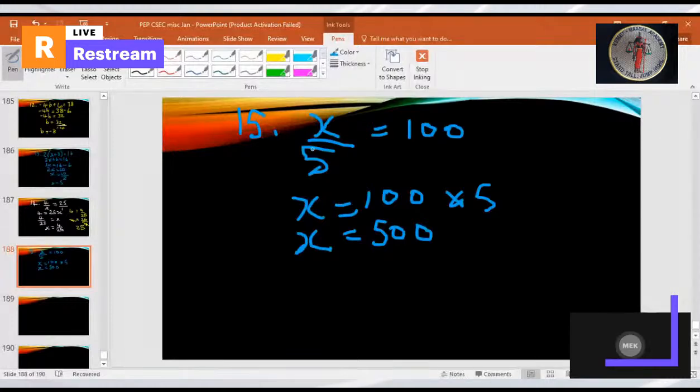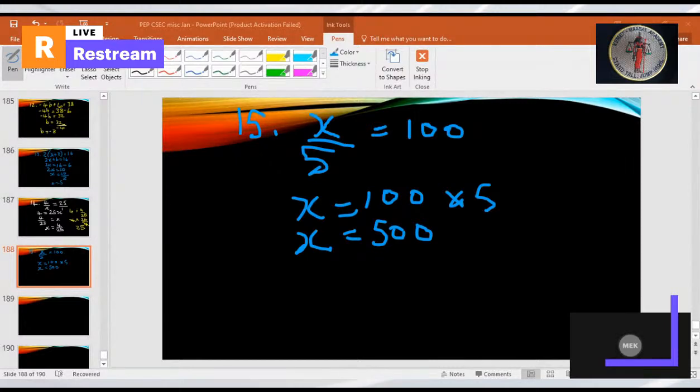Plugging that back in, 100 divided by 5 does give 100. So that's how we check that our answer is correct. Whenever we solve our algebraic equations, we plug back in to check that we have done the right thing, right? We're correct.